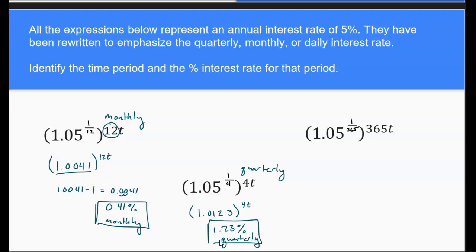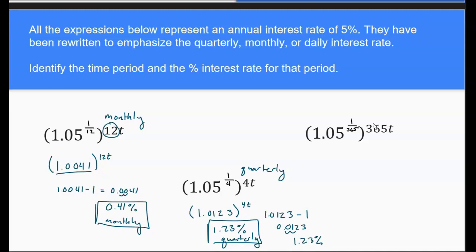I did that last step pretty fast. Let me walk you through that. We did 1.0123 minus 1. We get 0.0123. Move the decimal. That becomes 1.23%.